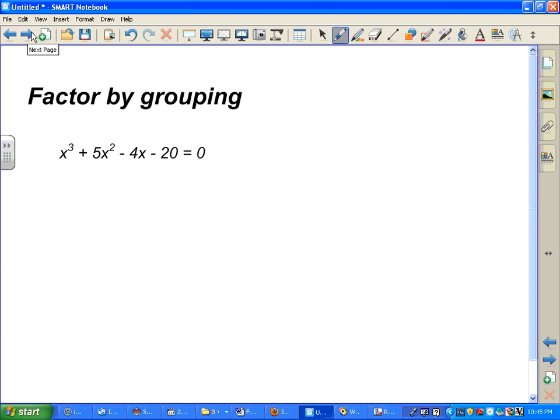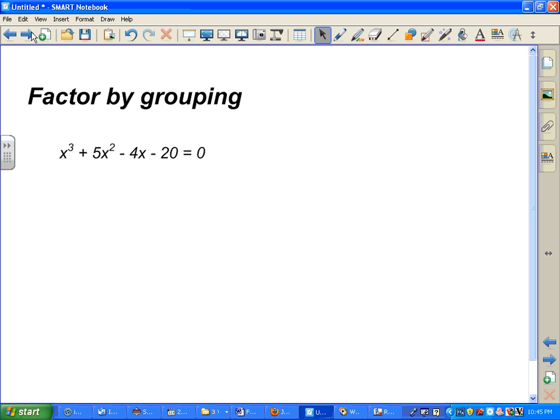Factor by grouping. Did this a lot in Algebra 2. We're going to go through the same process we went through in the last one. I look at it. It's a cubic. It's not a quadratic. So the first thing I'm going to look for is is there anything I can factor out of everything? Well, I can't factor an x because there's not an x in the 20. And we've got a 1 here, 5, 4. There's no common factors that I can factor out.